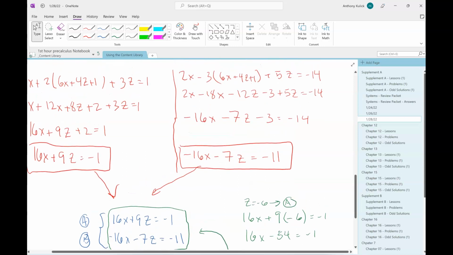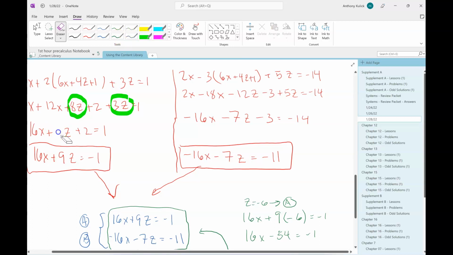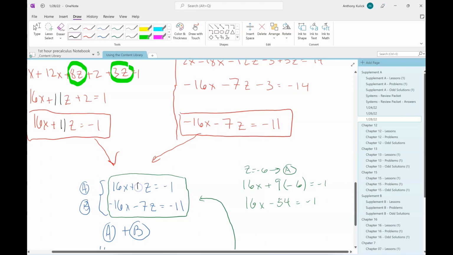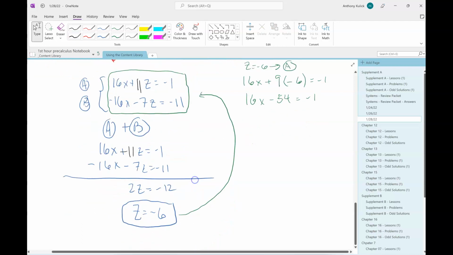Oh my goodness, guys. I said that 8z plus 3z is 9z. That should be 11, 11, 11, 11. So that's a 4.